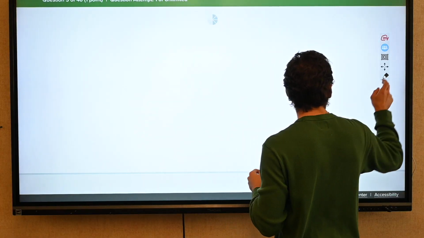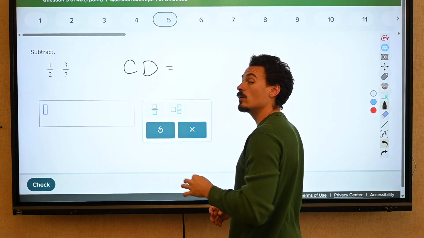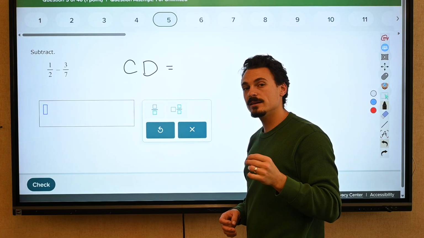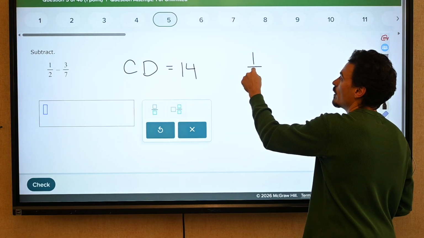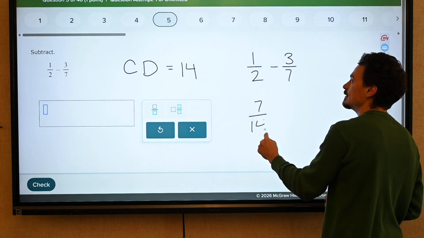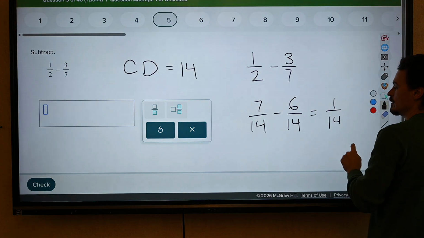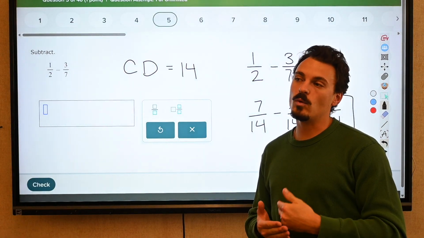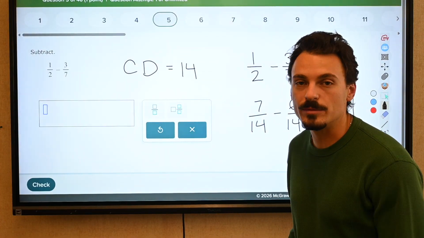Here, on number 5, the common denominator would equal... pause the video, see if you can figure it out in your brain. The common denominator would be 14, right? So I'd have 1/2 minus 3/7. I could do 7/14 minus 6/14. That gives me 1/14. So you could start doing these questions pretty fast. I know they're hard, but once you understand the process, you just have to find a common denominator and then add or subtract the top number.